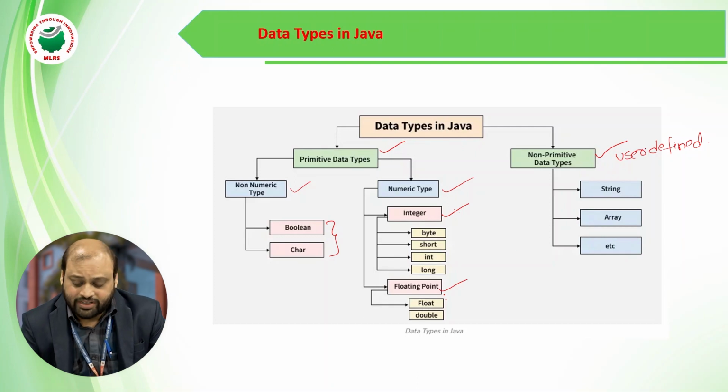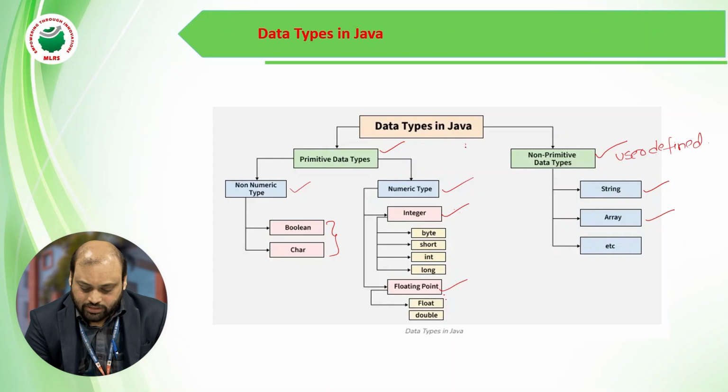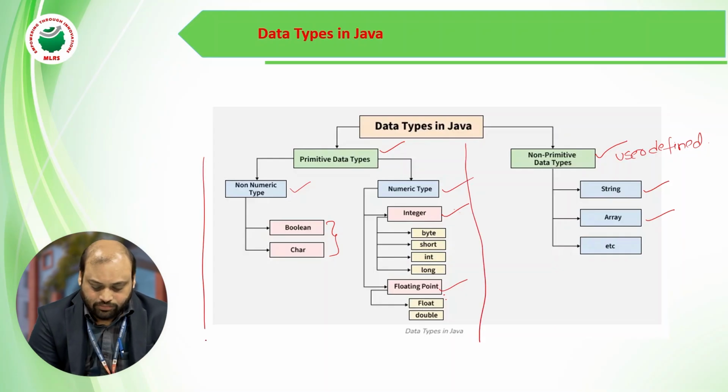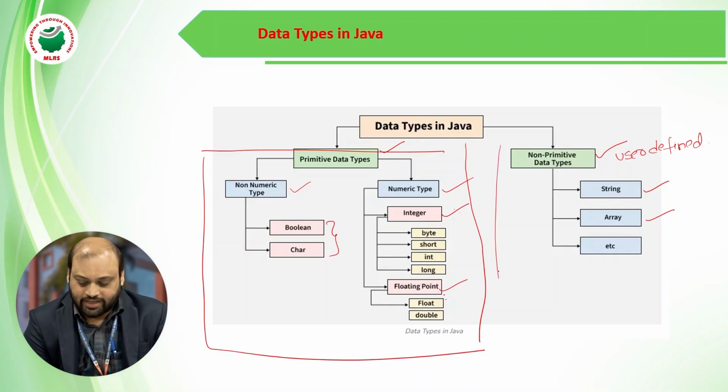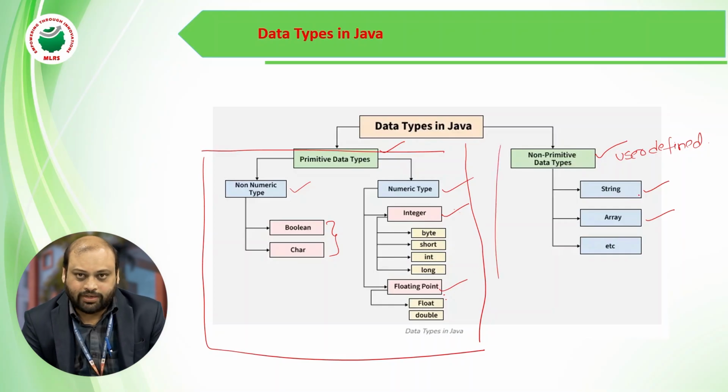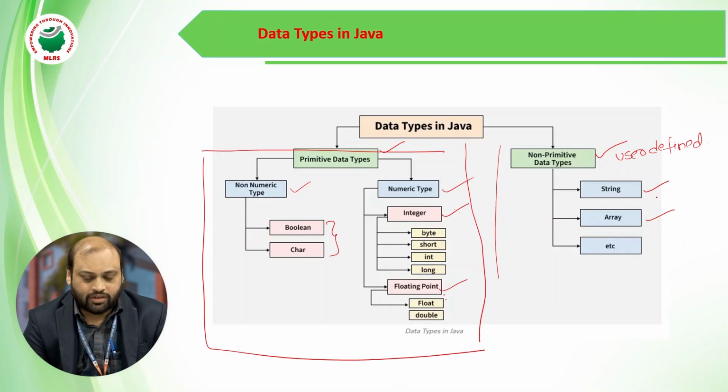Examples of non-primitive data types are strings, arrays, etc. In this lecture we are going to cover only the primitive data types. Arrays and strings we will cover next, in separate sessions.